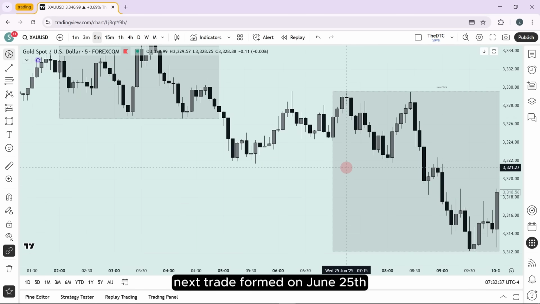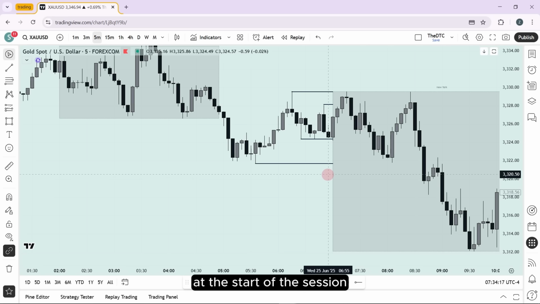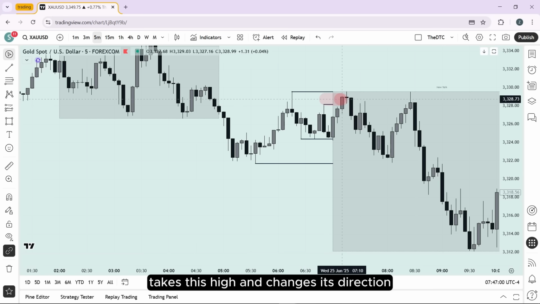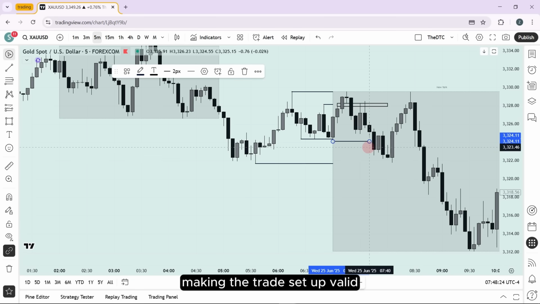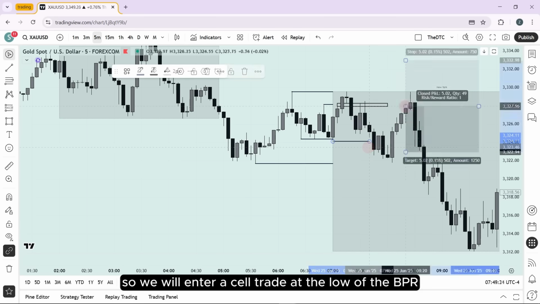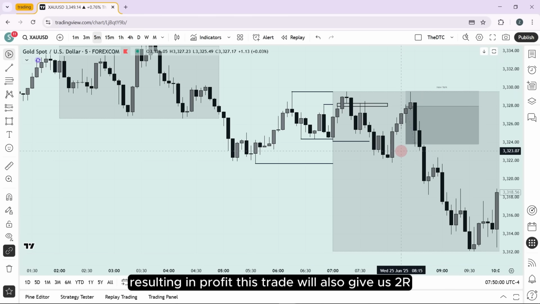The next trade formed on the 25th of June during the New York session. We will mark the highs and lows at the start of the session. The market straight away takes this high and changes its direction. It forms a BPR and also makes the structure shift, making the trade setup valid. So we will enter a sell trade at the low of the BPR. Resulting in profit, this trade will also give us 2R. Let's move to the next one.